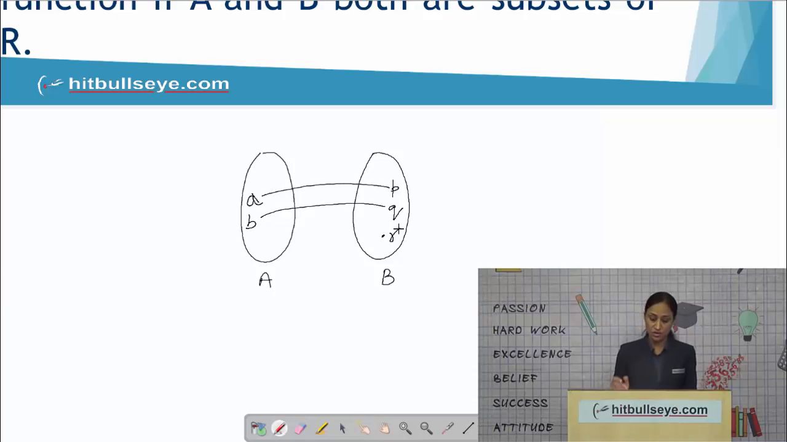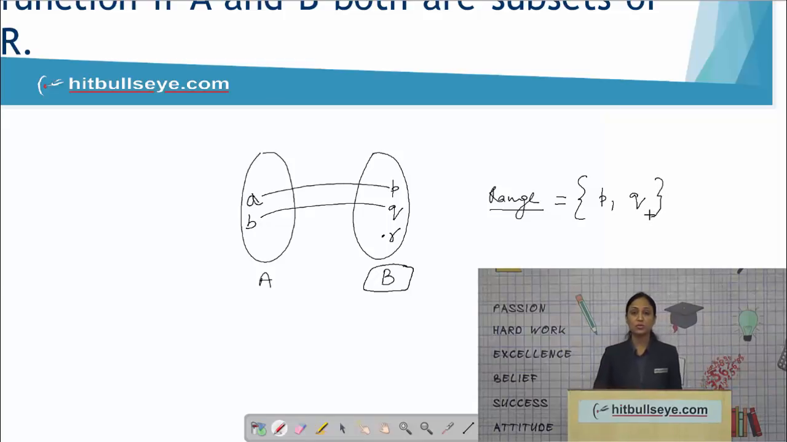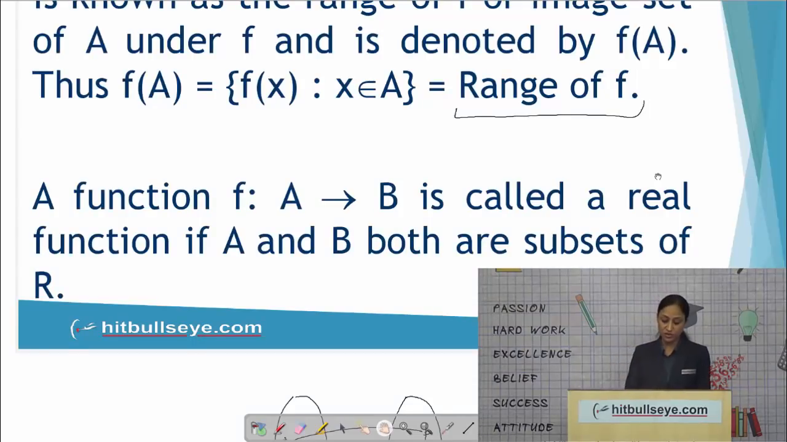So this is a function. Now here the entire set B is the codomain of the function, but in the range we will have only those elements of B which are the images of some elements of the set A. Therefore in the range we will have only the elements p and q. r will be excluded from the range. Next definition: a function from A to B is called a real function if both the sets A and B are subsets of real numbers.